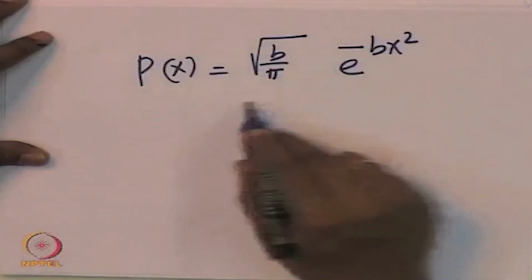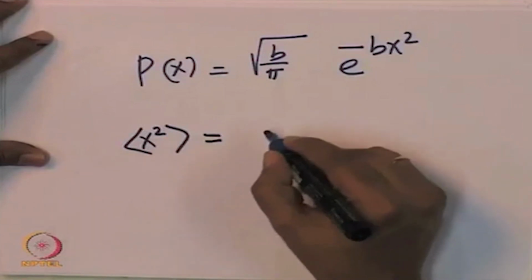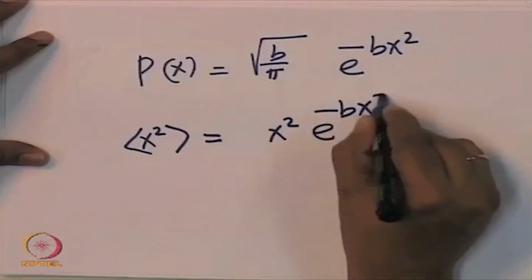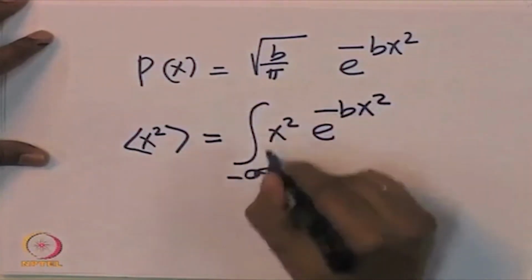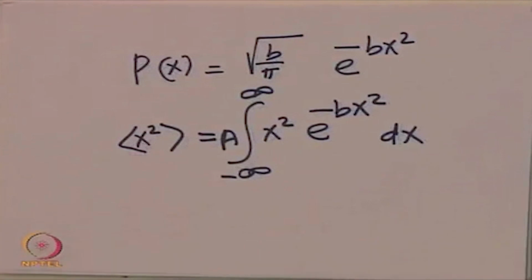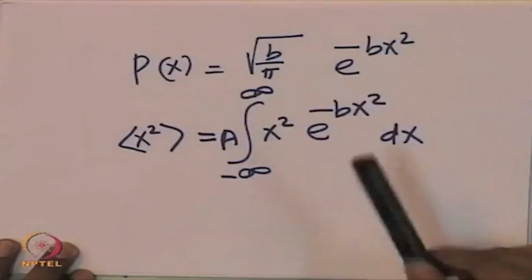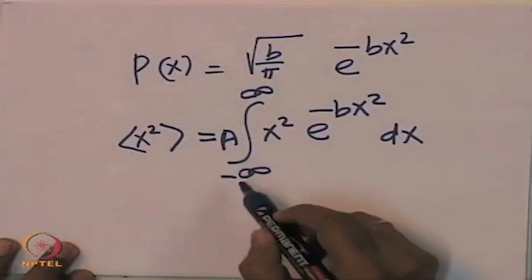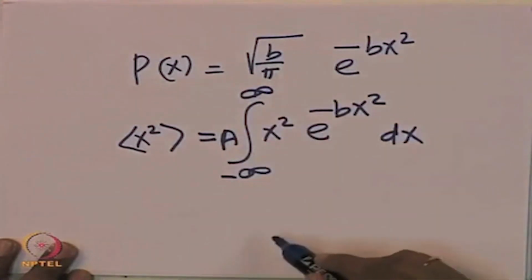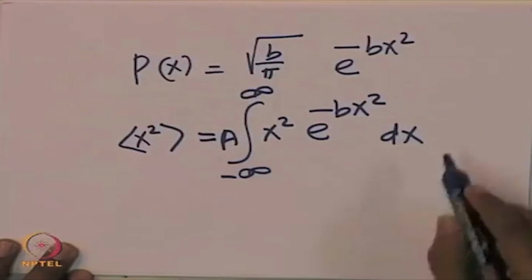Okay. So, what we want to find out is x square average, which is nothing but the integral of x square e power minus b x square from minus infinity to infinity dx. So, we want to find out x square average now. We know p of x is root of b by pi e power minus b x square, and x square average is a, where a is root of b by pi, times the integral from minus infinity to infinity of x square e power minus b x square dx. So, this is the definition of x square average.